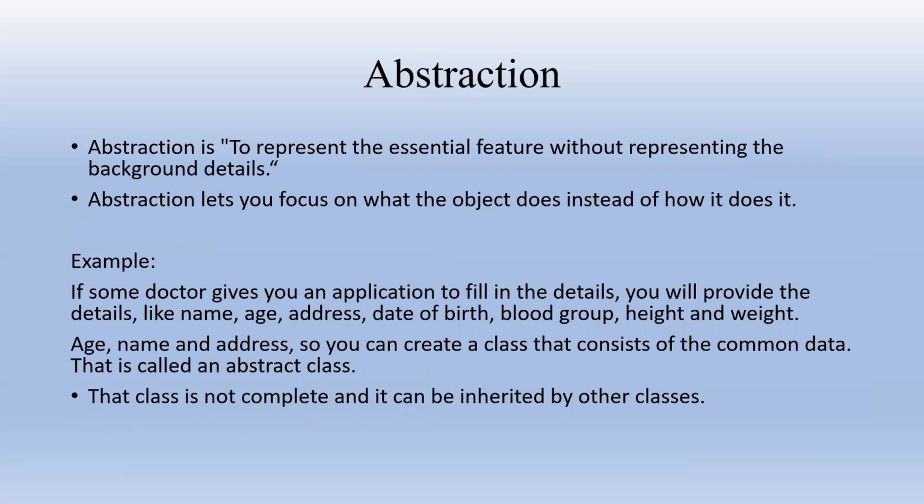Next comes abstraction. Abstraction in layman's terms is to represent the essential features without representing the background details. Like when you want the user to just look at what features are we providing inside the class without knowing what is happening in the background. That is known as abstraction. So basically abstraction lets you focus on what the object does instead of how it does it.